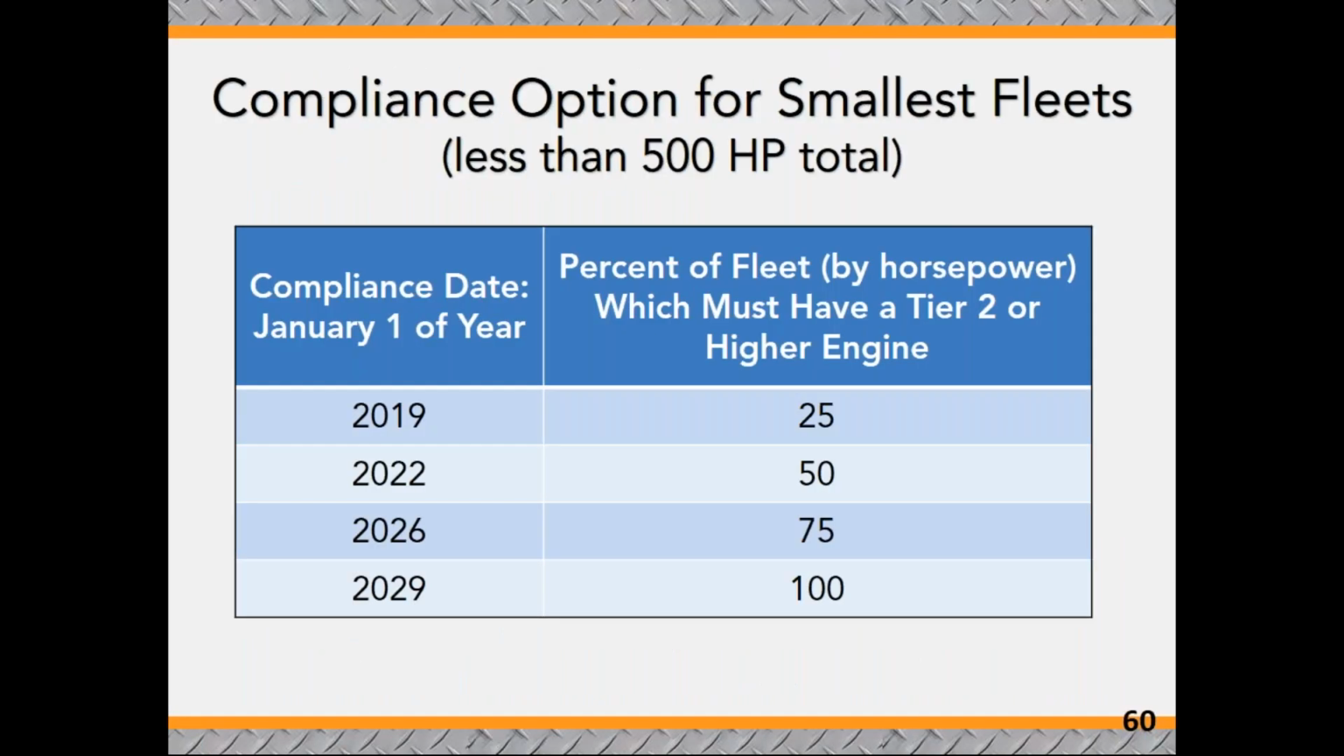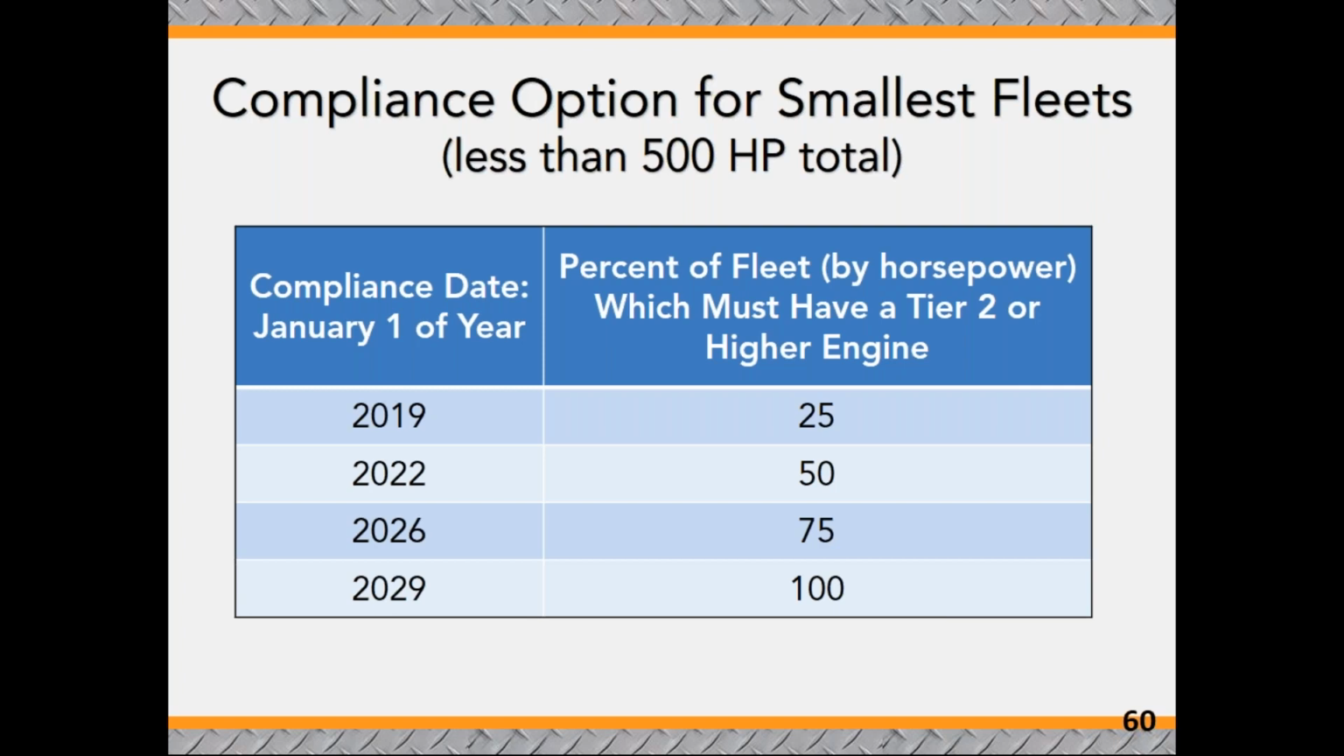We do have an additional option if you have an ultra small fleet or a micro fleet, which would be those with less than 500 brake horsepower total. You can follow an alternative compliance path. That compliance path is to phase out Tier 0 and Tier 1 vehicles, starting with 25% in 2019, 50% by 2022, 75% by 2026, and no Tier 0 or 1 vehicles left by 2029. This is not considered the fleet average method or the BACT method. It's a completely separate way to comply.